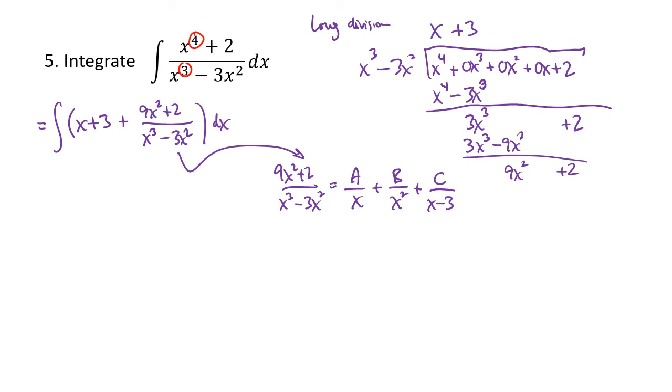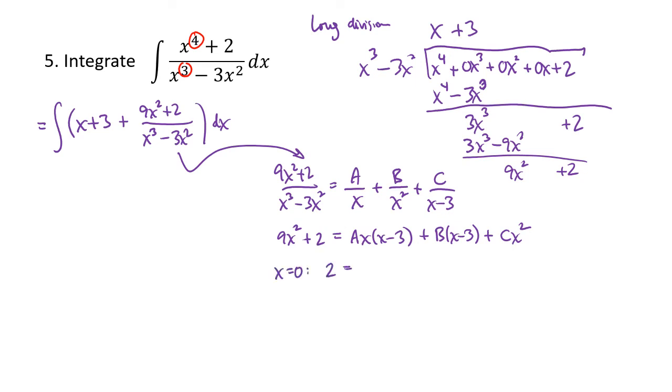Now we multiply both sides by that full denominator. Clearing out those denominators gives us 9x squared plus 2 equals a times x minus 3, plus b times x minus 3, plus c times x squared. Now we can use the plug-in trick partially here. We can plug in 0 and 3 for x. That's going to give us a couple of these coefficients, but then we'll still need to equate coefficients to figure out the last one. So what does x equals 0 give me?